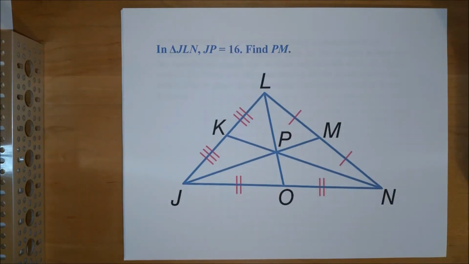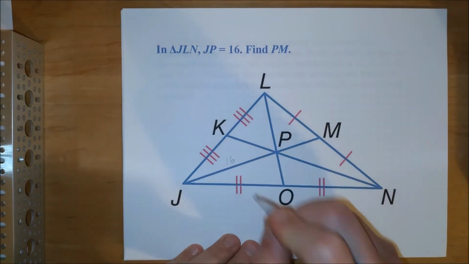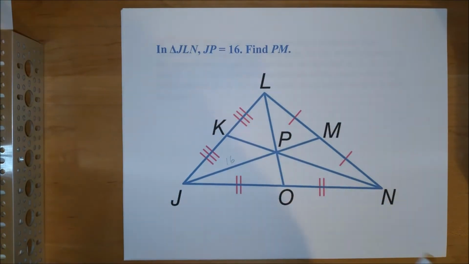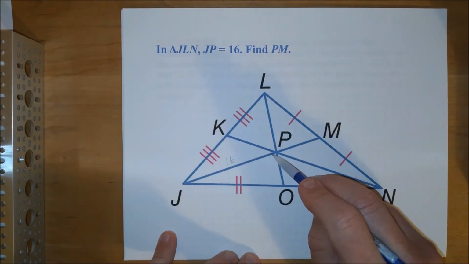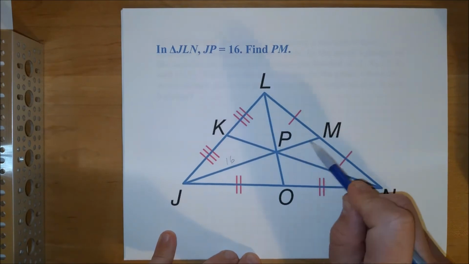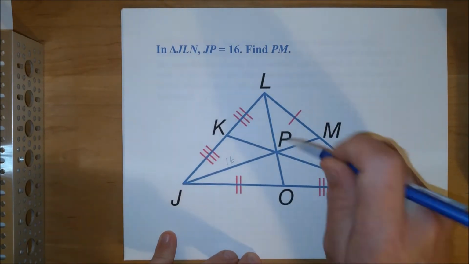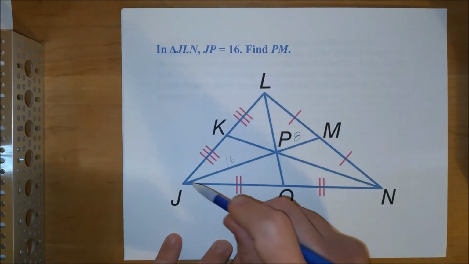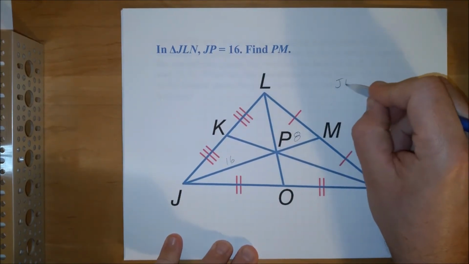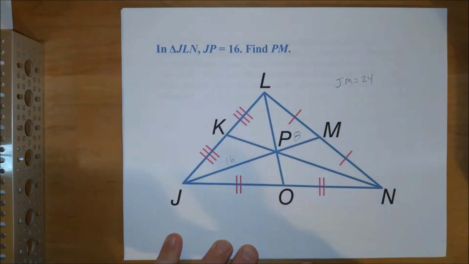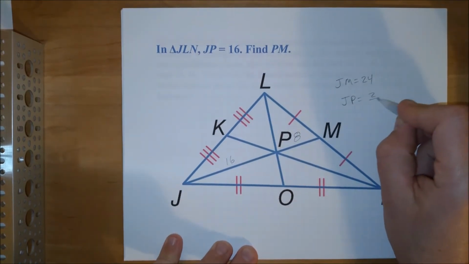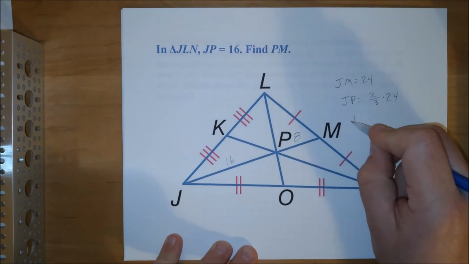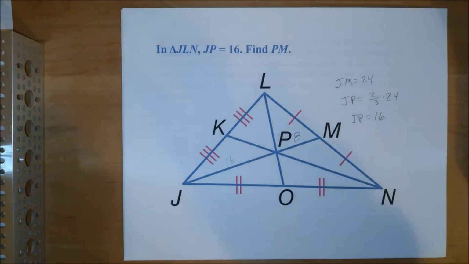Here we have triangle JLN, and JP, they're telling us, is 16. So this is 16 units long. How long is PM? Just like the last problem, if these segments are in the ratio of 2 to 1, this segment's half as long as this segment. So it's going to be 8. Total length as a median, JM, is 24. And indeed, JP equals 2/3 of that 24. JP equals 16. Excellent.